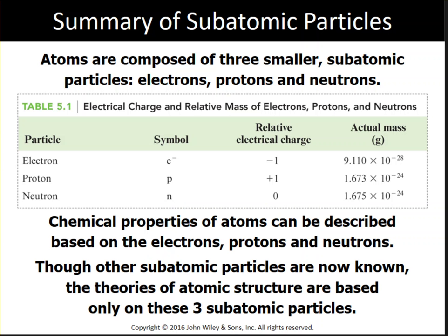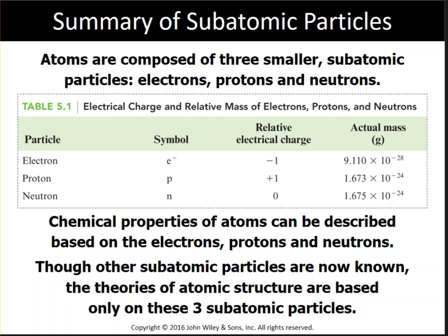Now, what we want to show you is that the chemical properties of the atom can be described based on the number of electrons, protons, and neutrons. What's important is the number of electrons, protons, and neutrons, and we're going to learn later on that the location of the electrons becomes very, very important when we talk about bonding and chemical reactions. So for now, we're going to learn how to count the number of electrons, protons, and neutrons. We're going to learn the basic structure of the atom, and where electrons, protons, and neutrons reside in the structure of the atom.